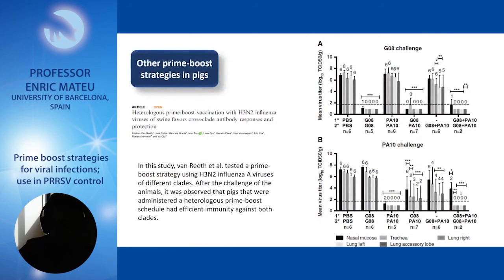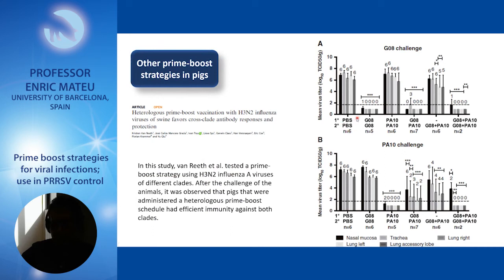These prime booster strategies have been used in other pathogens, and one of the most common agents for which these strategies are used is influenza A virus. In this first paper that I show you, the authors compare the use of different strains in a prime boost strategy. In this case, there were 2 strains for H3 and 2 belonging to different clades. The design of the study was a little bit complex, so let me explain.